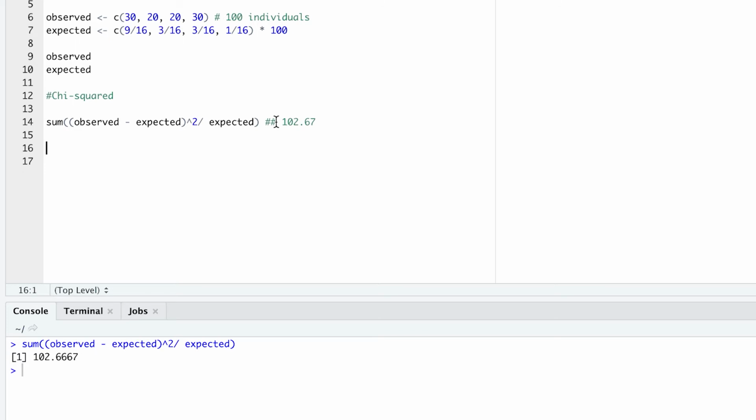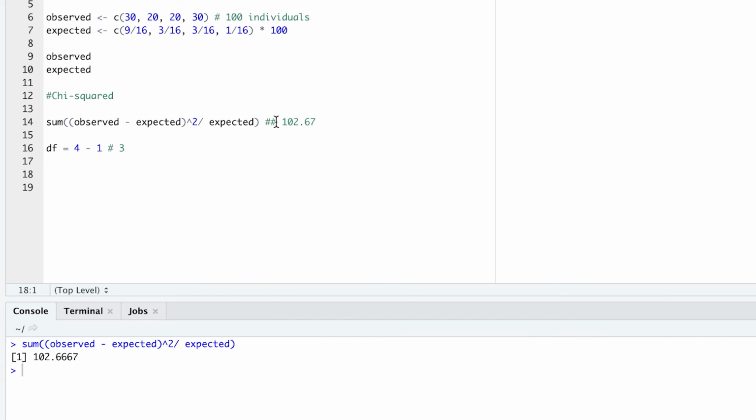We know that our degrees of freedom equals the number of observations minus 1, so 4 minus 1, and of course that equals 3. We can go to the back of our book and look at a chi-square table to figure out our p-value, or we can have R calculate it for us.